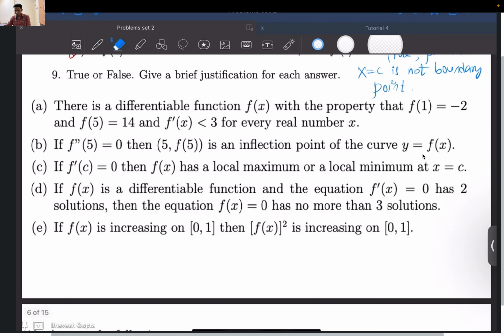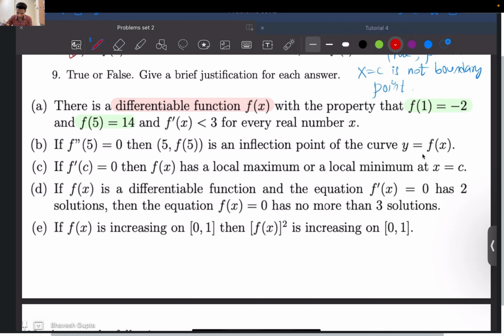Okay, so the first information they have given is that my function is differentiable. That's very important. If it is differentiable, that means it is continuous. That means you can draw the curve without lifting a pen. With the additional property that f of 1 is minus 2 and f of 5 is 14, if I multiply f of 1 into f of 5, that will turn out to be negative. That means the function must cross the x-axis at least once in between 1 and 5, right?